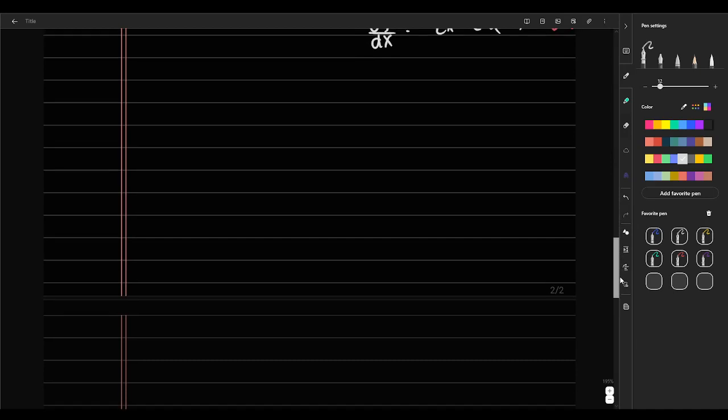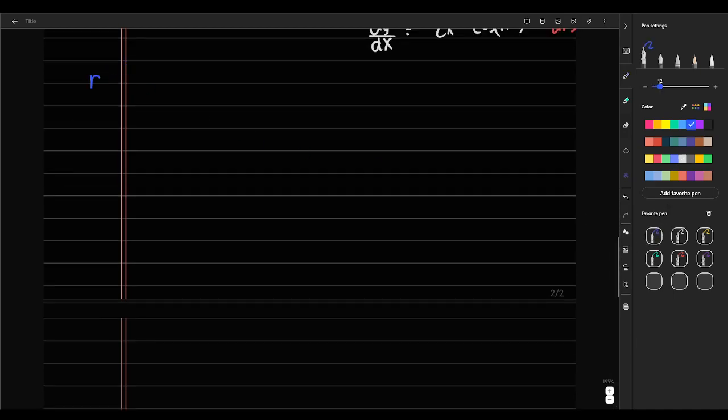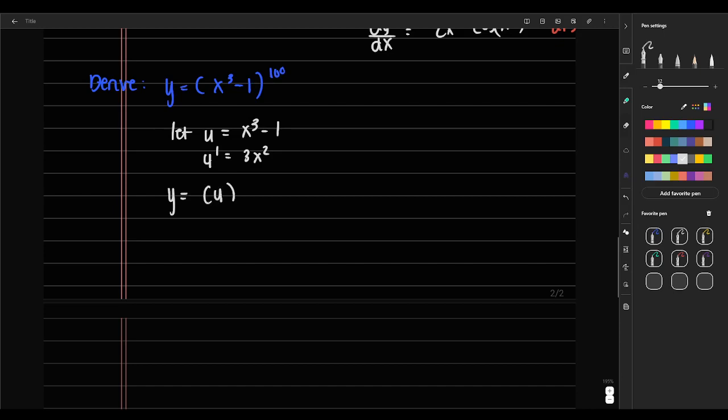Okay, let's derive another set. Derive x cubed minus 1 raised to the power of 100. So that is y is equal to x cubed minus 1 raised to the power of 100. So let u be equal to x cubed minus 1. So your u prime here is 3x squared, right? That would make your y equivalent to u raised to 100.